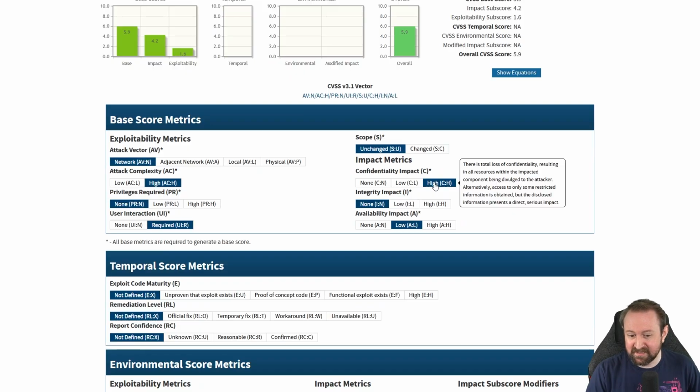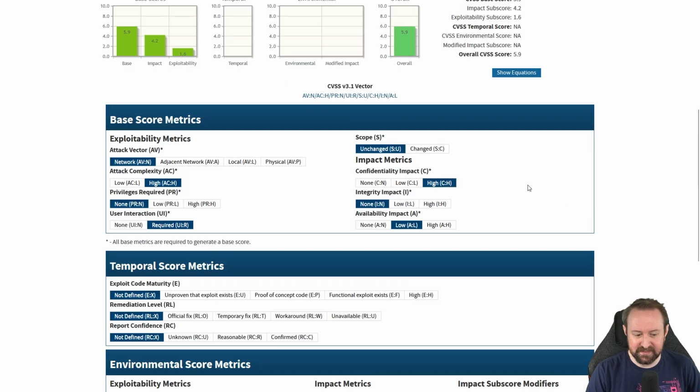What does "all" mean? Does it mean all files on the database server? Probably not. But does it mean all data in the database, or at least a lot of data in the database? Yes. So again, play with these a little bit.